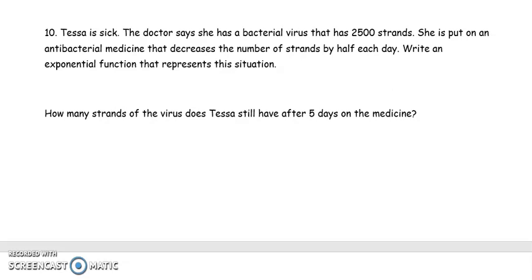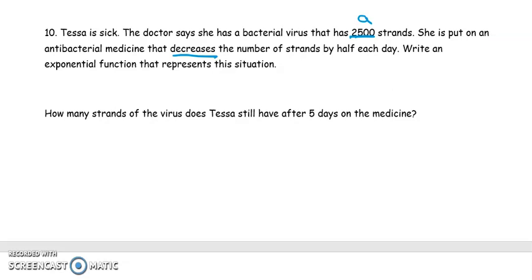So we need to identify some important pieces. This 2,500 is how many strands she starts with. So this is going to be our initial value, that A value. Then it says that it's going to decrease, so that should give us an idea that we're going to have an exponential decay function here.